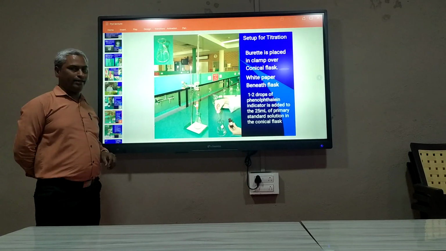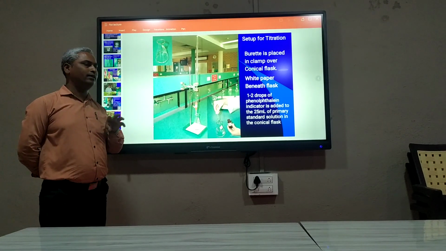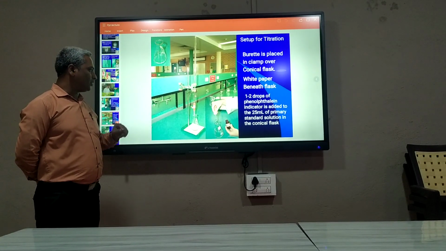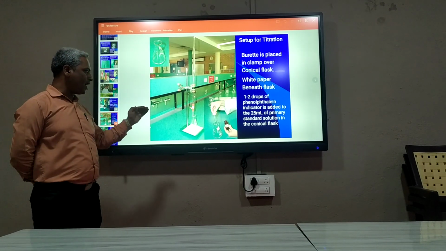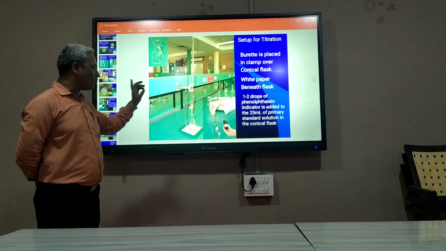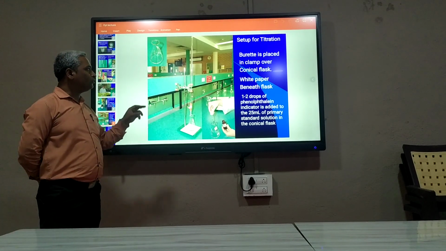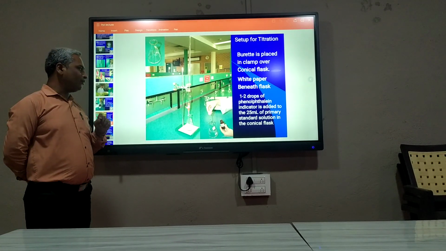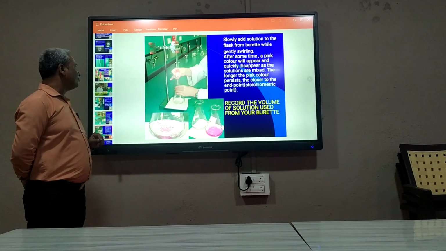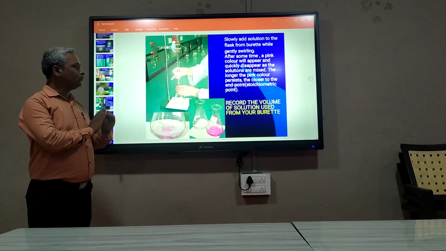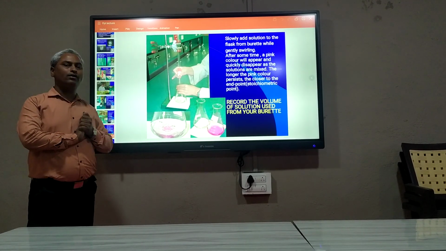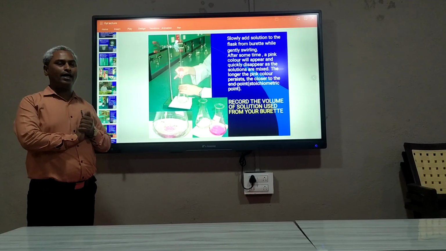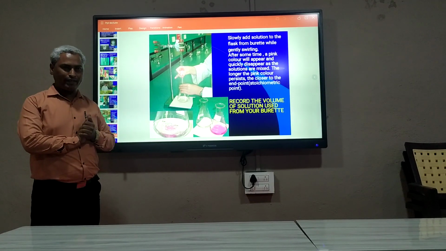This is the arrangement that we use in the lab to perform a titration. The burette is hanging on the stand properly, and we fill the titrant and remove the air bubble from the burette. After that, we consider a titration of 0.1 molar NaOH versus 0.1 molar HCl, that is hydrochloric acid.